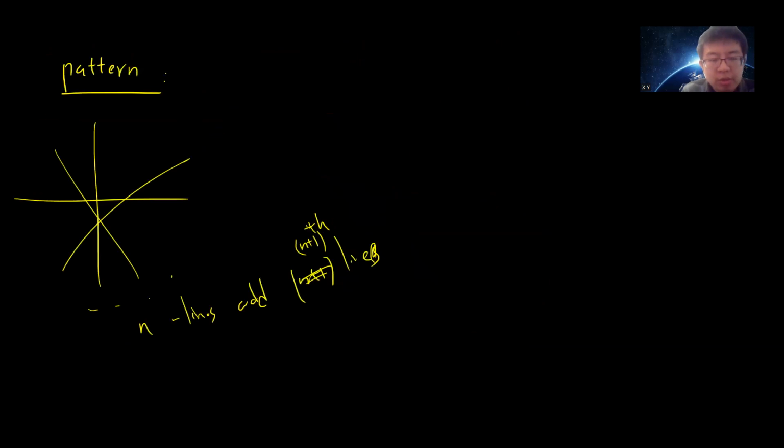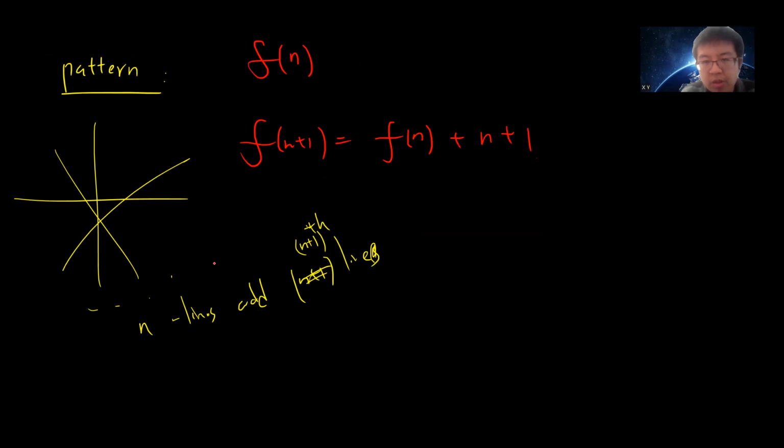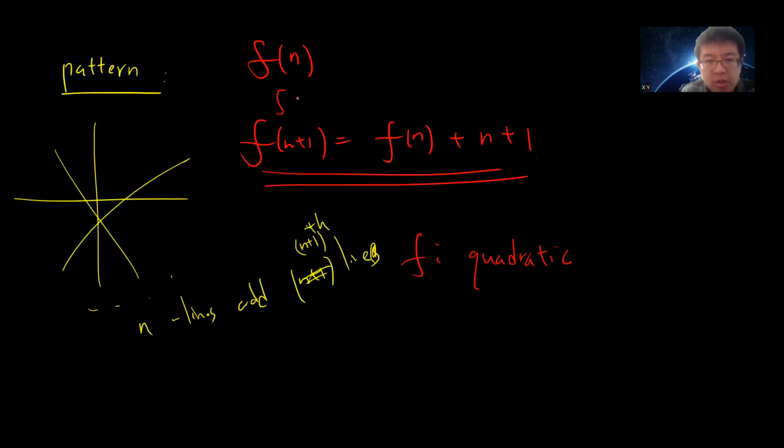So if I denote f of n to be the number of parts, then f of n plus 1 is f of n plus n plus 1. This is the recursion formula. And notice this increment is just linear in n, so I would immediately find that f of n should be a quadratic, subject to f of 2 equals 4, and also f of 1 is just 2.